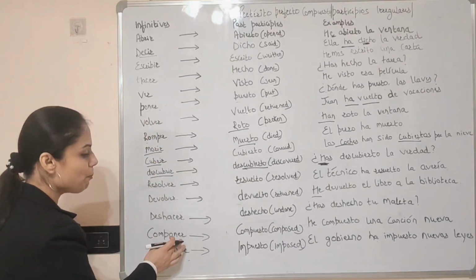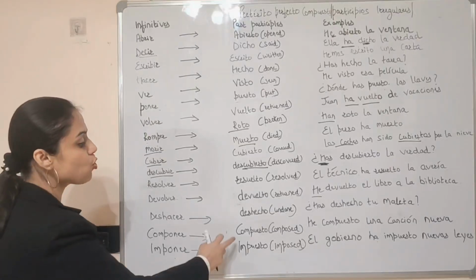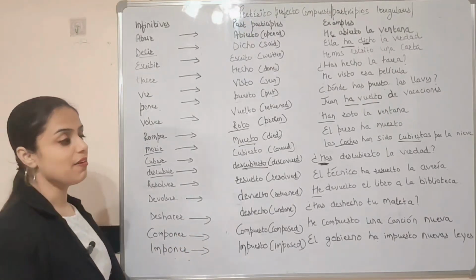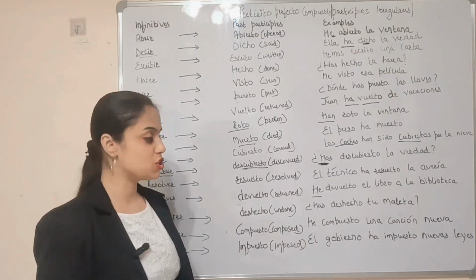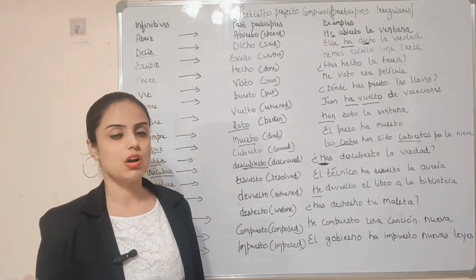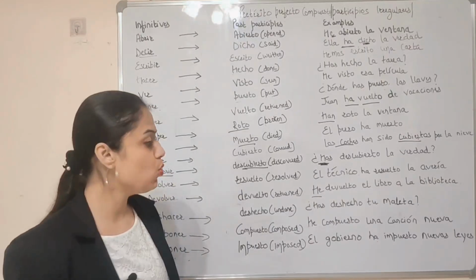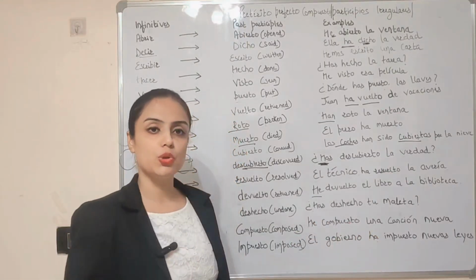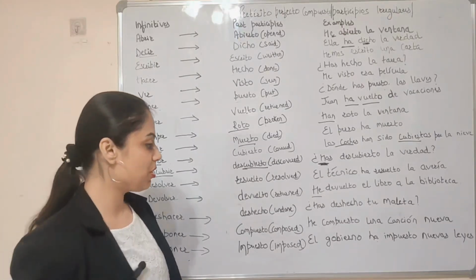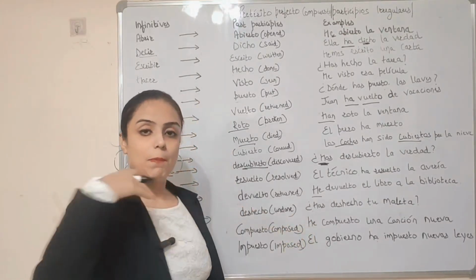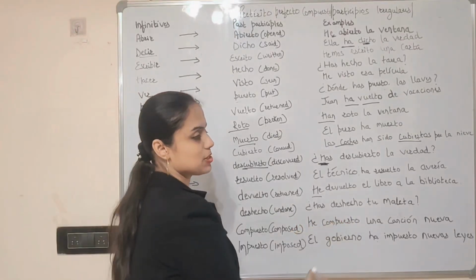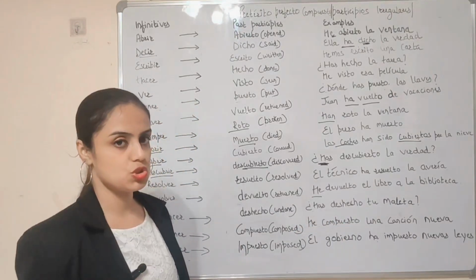The next one is componer. The past participle is compuesto, which means composed. Here I have given the example of the yo form: he compuesto una canción nueva. Canción means song, nueva means new. So I have composed a new song. Since we are talking about the yo form of haber, we have used he. The past participle of componer is compuesto. That's why he compuesto una canción nueva.